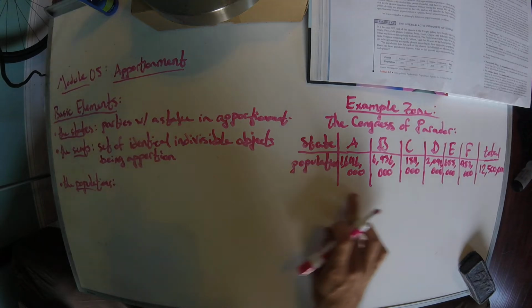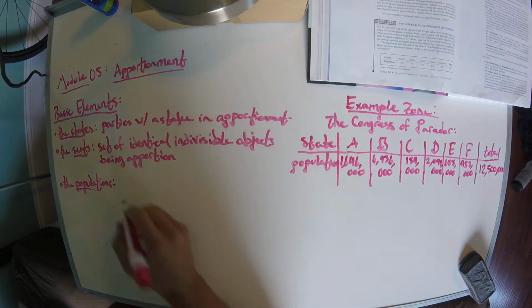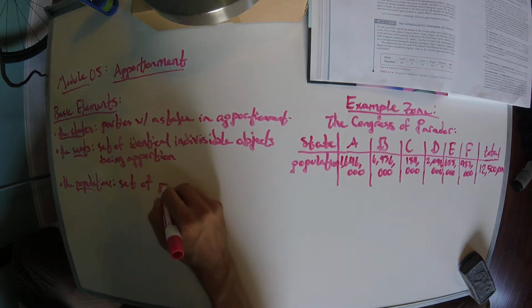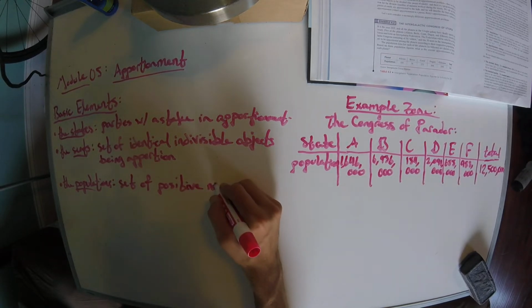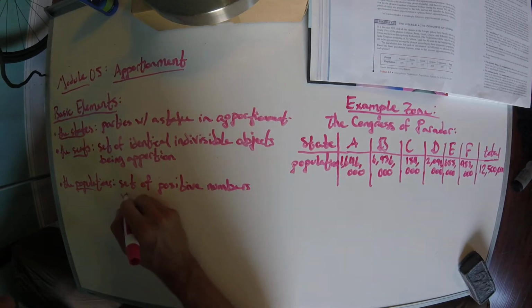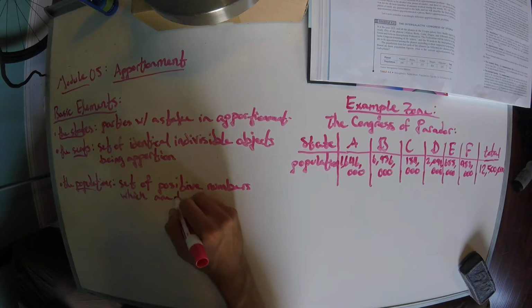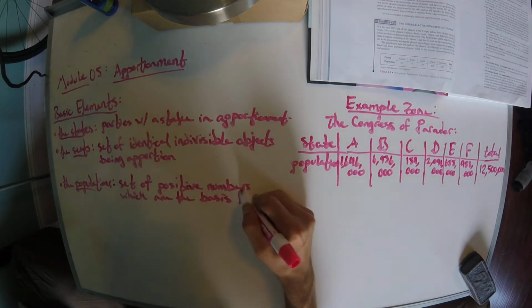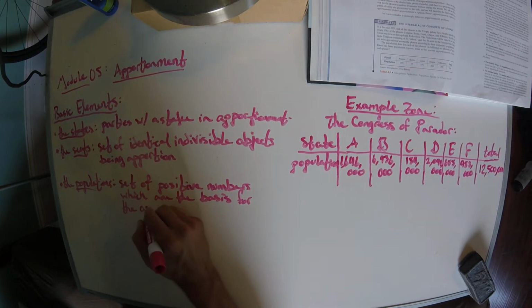So I've written out what the populations are for our example, but this is the set of positive numbers which are the basis for the apportionment.